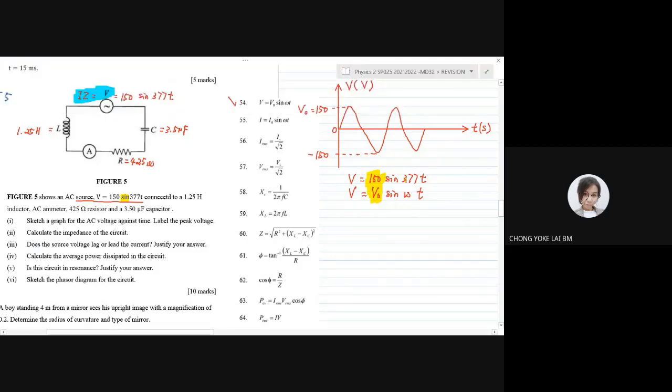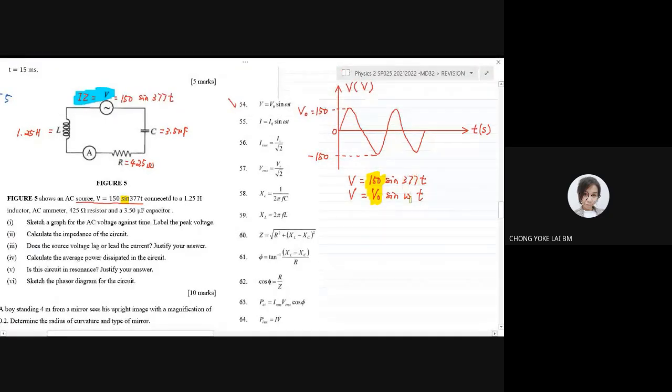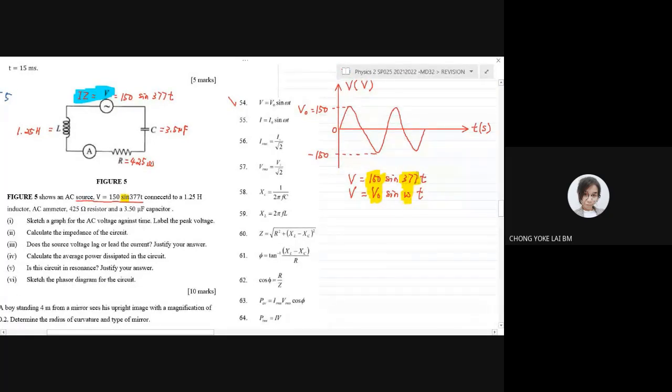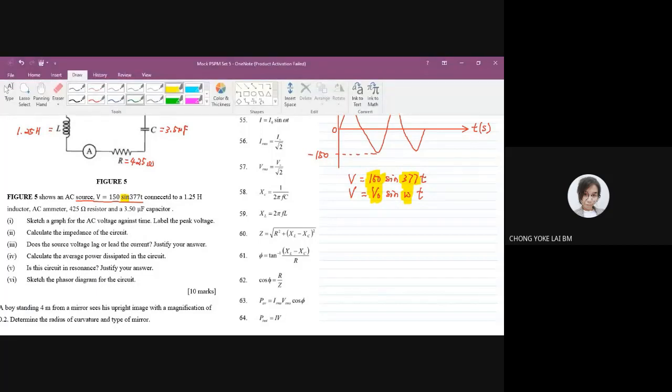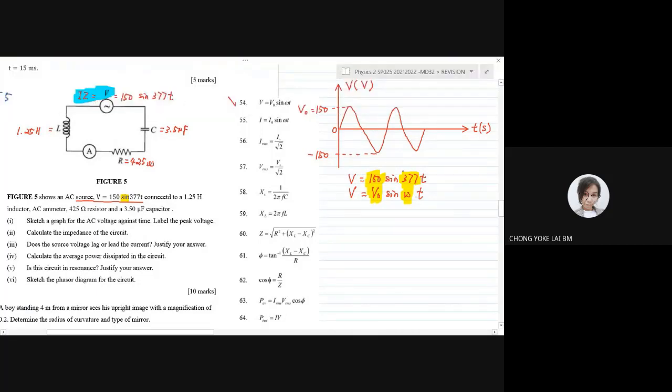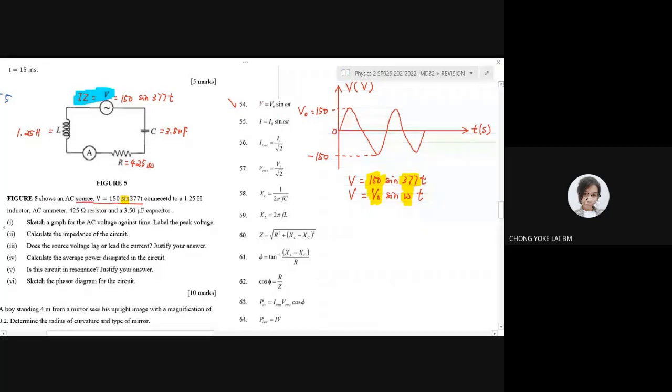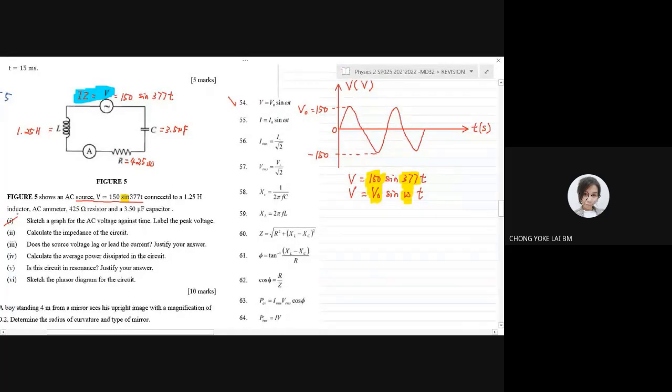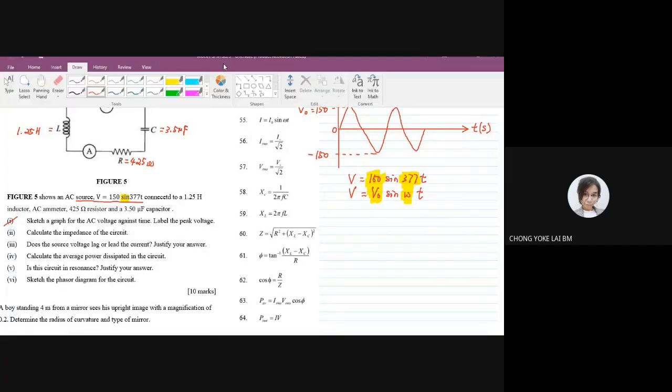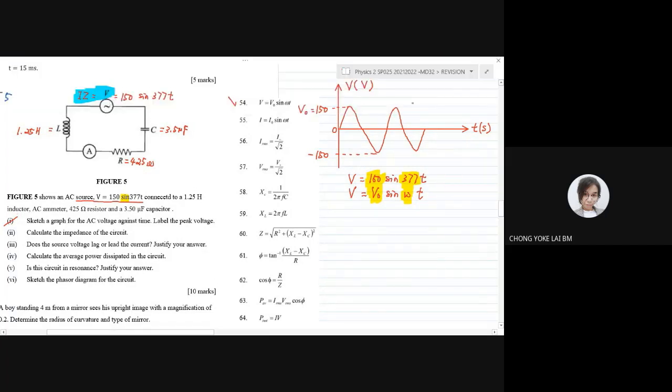Dan dari equation ni juga kita bila compare, kita boleh dapat nilai omega lah. Omega is 377. Okay. So itu adalah cara kita baca maklumat daripada equation that represent alternating current or alternating voltage. So we have solved question 1. So gambar yang sketching ni akan dapat 1 markah lah. So you ada D1 dekat sini.